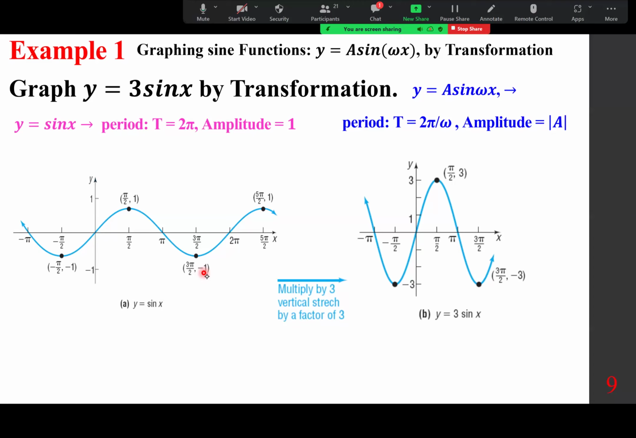What happens is that the domain doesn't change, it's all real numbers, but the range, this has a range of -1 to 1, but this has a range of -3 to 3. That's the effect of this move, everybody.